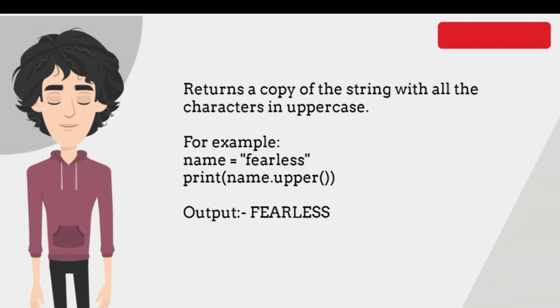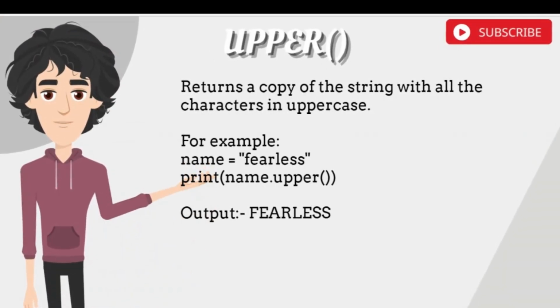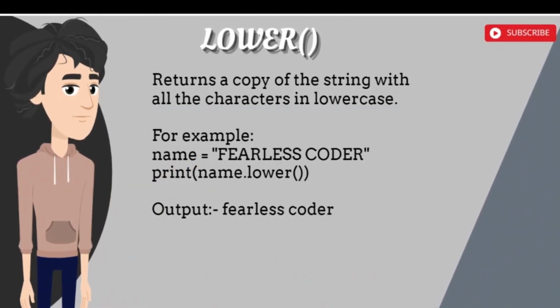Output, hello world. Upper. Returns a copy of the string with all the characters in uppercase. For example, name equals fearless. Print name.upper. Output, FEARLESS. Lower. Returns a copy of the string with all the characters in lowercase. For example, name equals FEARLESS CODER. Print name.lower. Output, fearless coder.